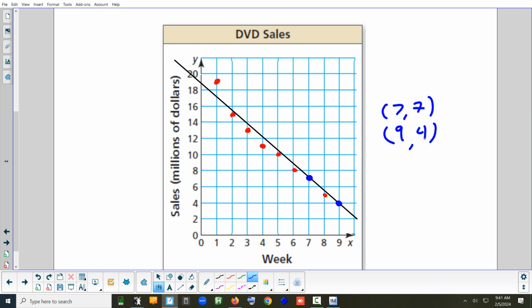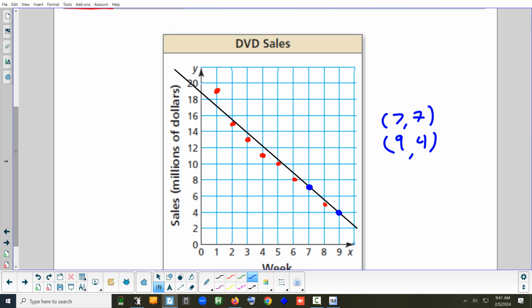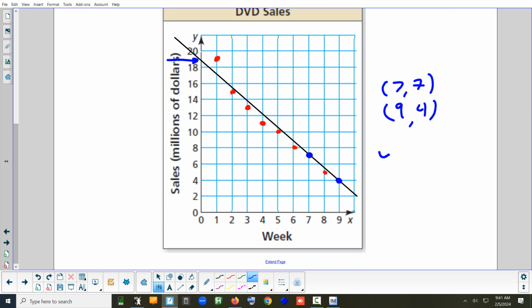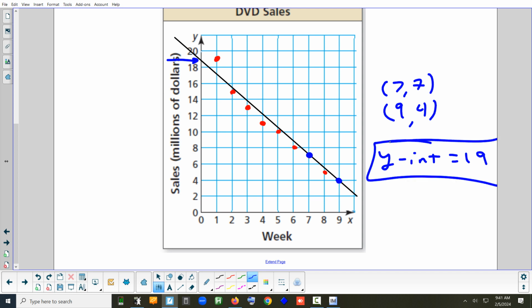Okay. So we're going to use those two points in blue to find the slope and the y-intercept. Well, actually, we can kind of estimate. The y-intercept is where it crosses the y-axis. Yeah, I'd say that's pretty close to 19. So let's go with that. Okay, so the y-intercept is 19. What letter is that in y equals mx plus b? B. That's the b. And we still need which letter? M, and that's the slope.